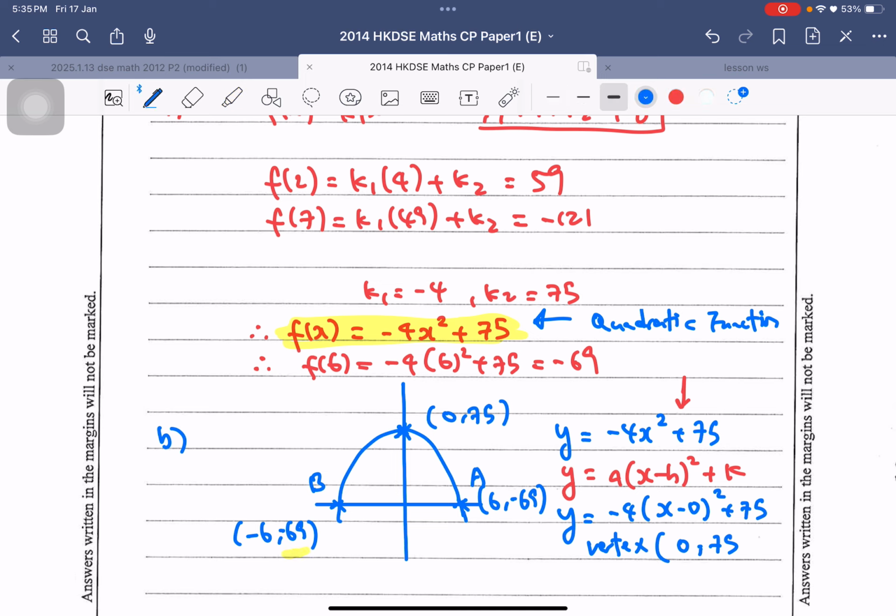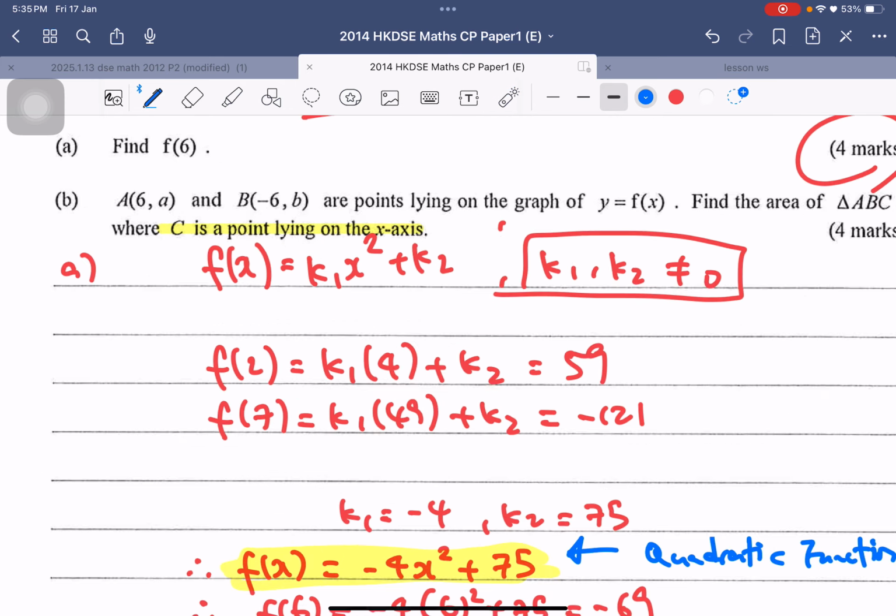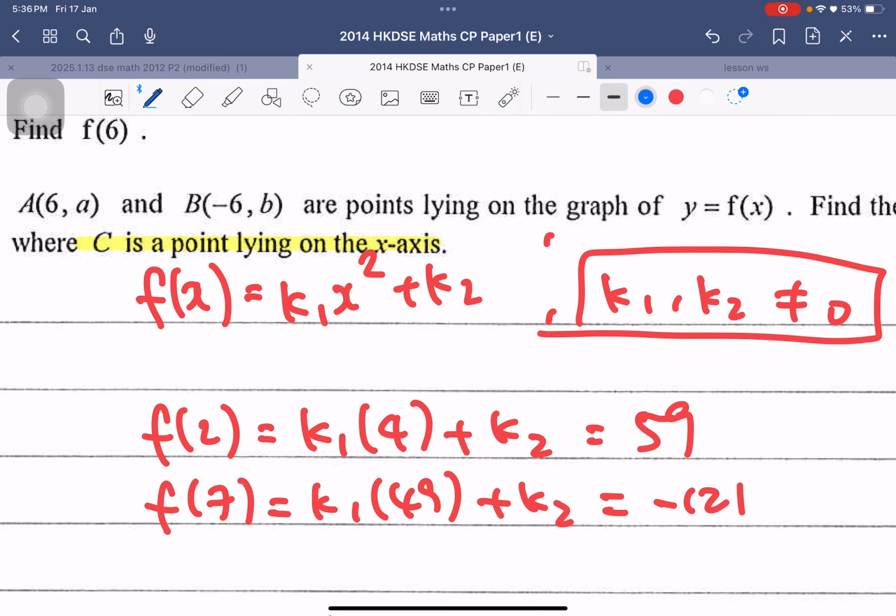So where is your x-axis going to be? This is your x-axis, is it? No. This is the highest point, that's 75. So that's y equal to 75. X-axis means what is equal to 0? Y is equal to 0, isn't it? So x-axis means y equal to 0.